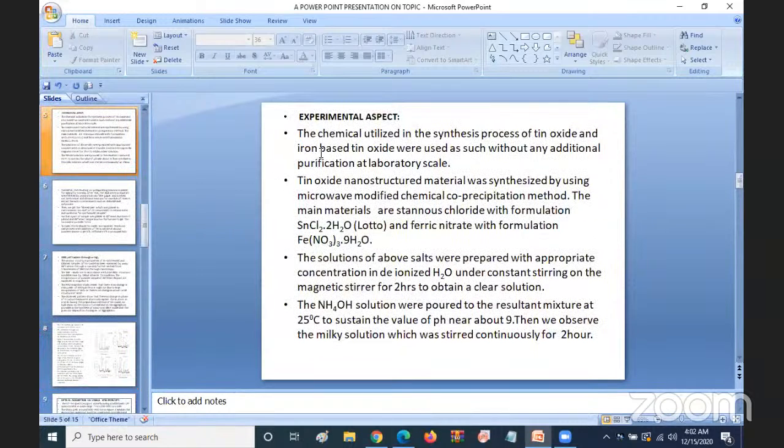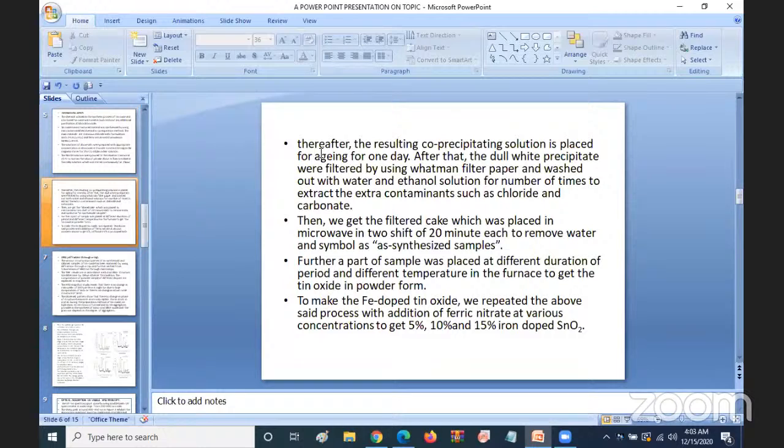First of all, in the chemical procedure, we have used stannous chloride with formula SnCl2·2H2O and ferric nitrate. The solution was prepared in appropriate conditions with deionized H2O under constant stirring on a magnetic stirrer for 2 hours to obtain a clear solution. After that, ammonia solution was poured into the resultant mixture at 25 degrees Celsius to sustain the pH value at about 9 or 10. Then we observed a milky solution, which was stirred continuously for 2 hours. Thereafter, the resulting co-precipitated solution was placed for aging for 1 day.